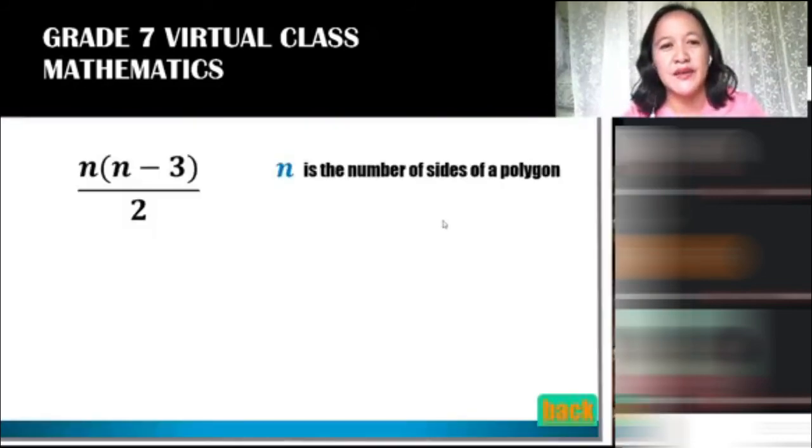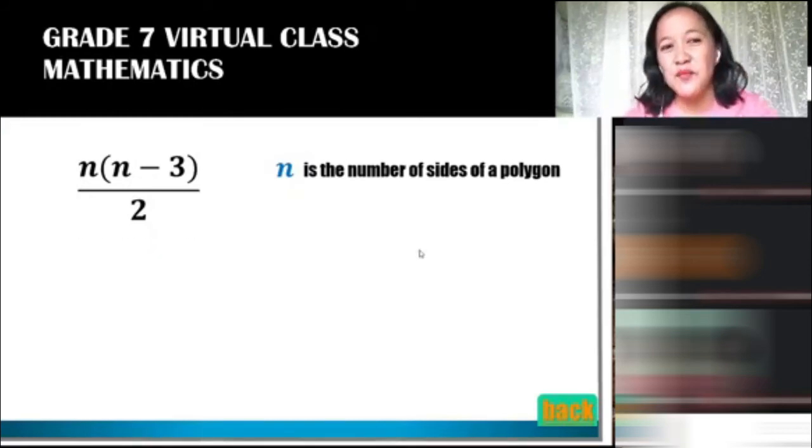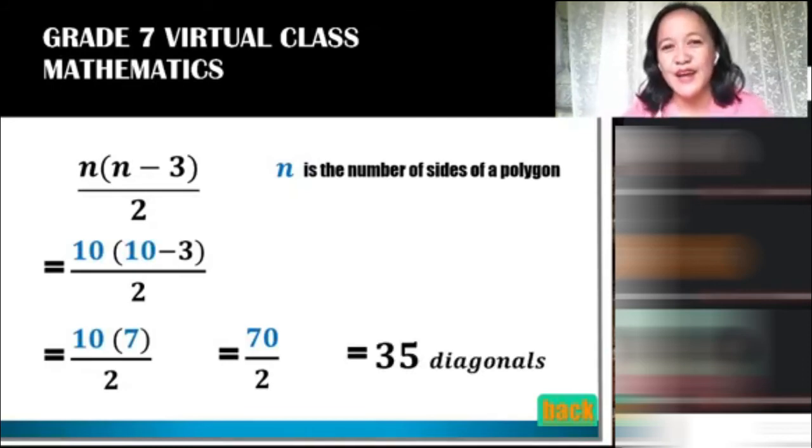What about a decagon? 10 sides. Ayan, sino kaya makakasagot? How many diagonals does a decagon have? Meron na ba sa inyo nakasagot, my dear students? Ma'am, 35 po. 35. Very good.